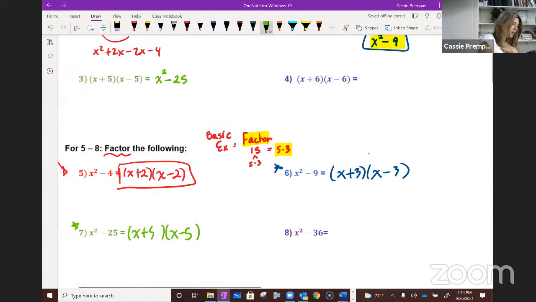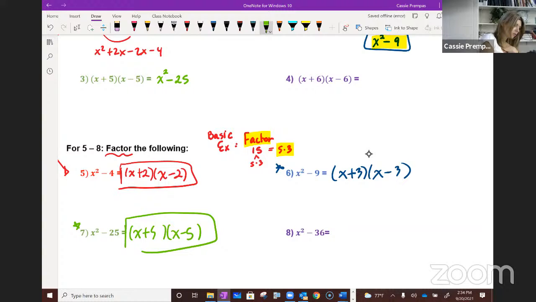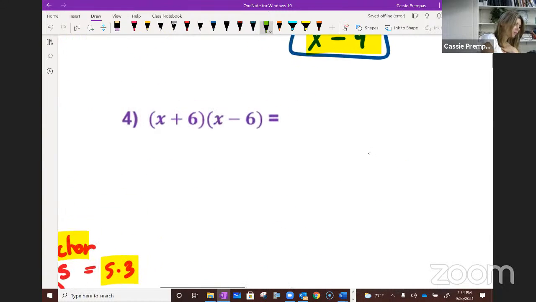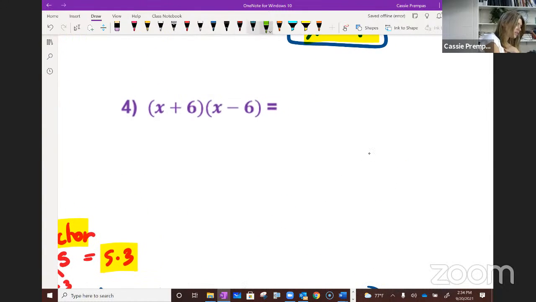And then did I throw in a ringer like I did on the bell ringer, or does this match the same pattern? Number 4. What does x plus 6 times x minus 6 multiply into?